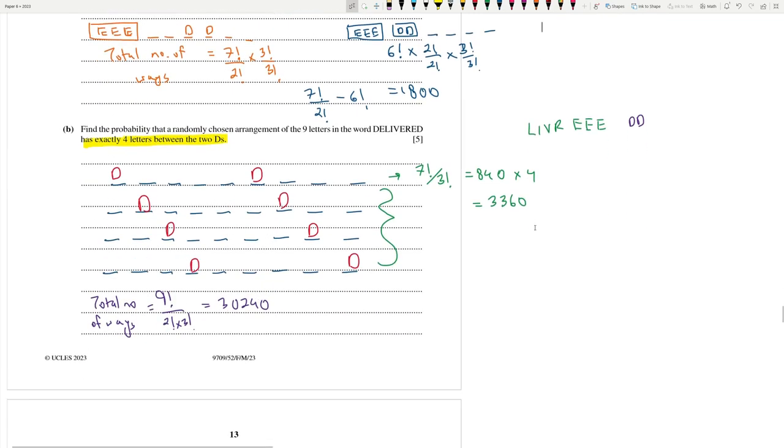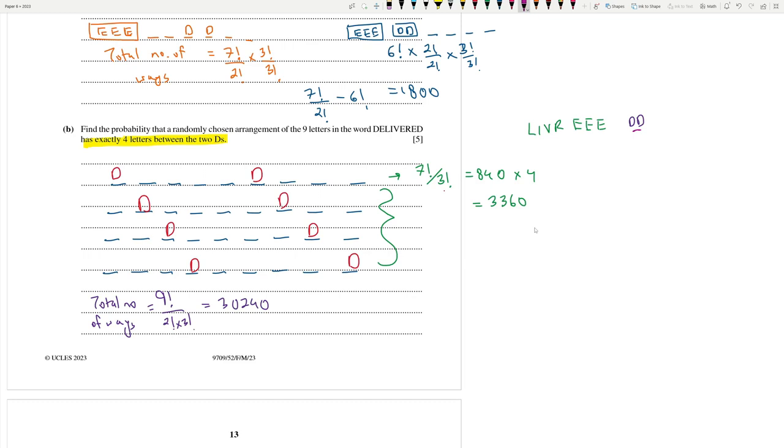I've explained it there. Anyway, find the probability that a randomly chosen arrangement of the word delivered has exactly 4 letters between the 2 D's. So the contrast from the last one, October-November 2022, variant 5.3, is that there we had at least 5 letters. Here we have exactly 4. So you write down the arrangements like this and just shift the positions of the D's. And we have 4 over here. And then we have, except these 2 D's, 7 letters, out of which 3 are repeats. So 7 factorial by 3 factorial times 4, because 4 arrangements.